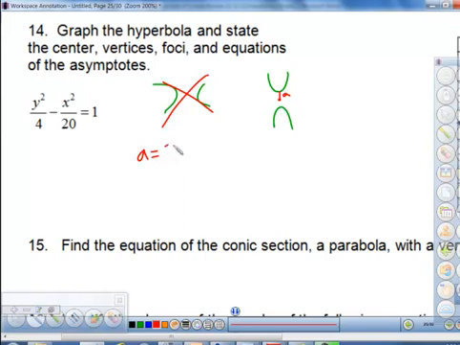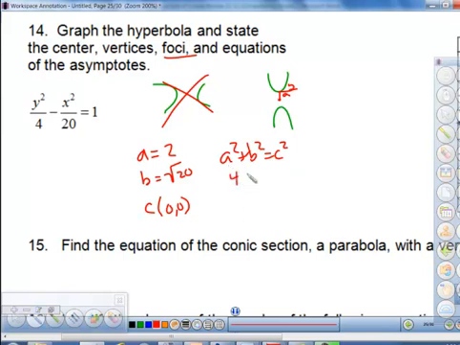So A equals 2, and the B, which is the distance for our asymptotes over here, that's going to be the square root of 20. So B equals the square root of 20, okay? Now the center, since there's no numbers right here, the center is going to be 0, 0. And then if we wanted to find the distance to our foci, we're going to go A squared plus B squared equals the distance squared to our foci. So A squared is 4. 4 plus 20 equals 24. Square root of 24 right here. So that's going to be C equals 2 radical 6. Okay, and then this will be 2 radical 5.